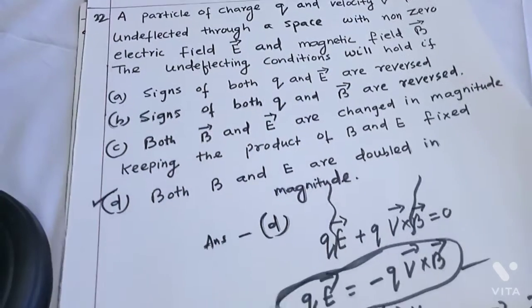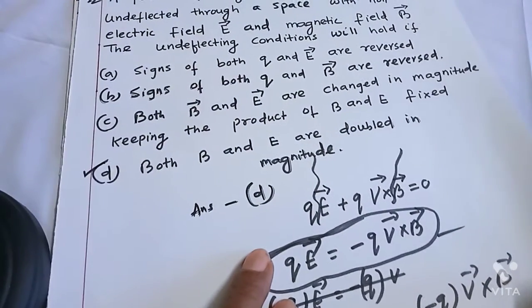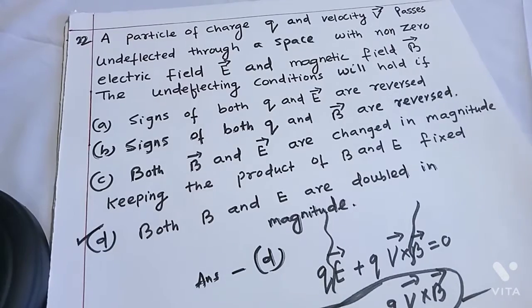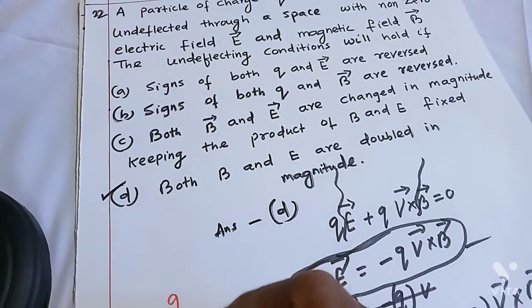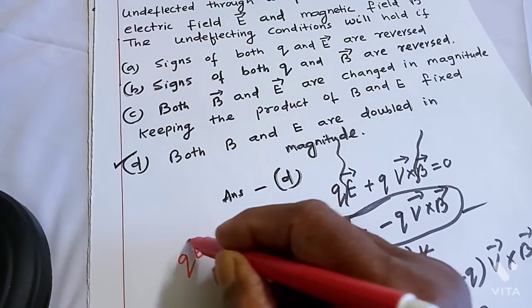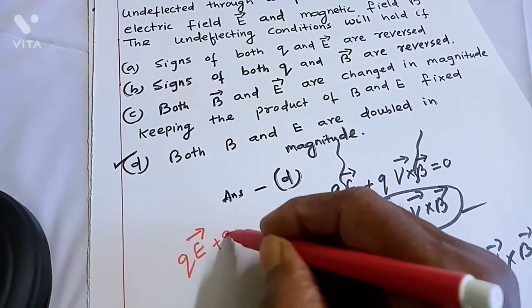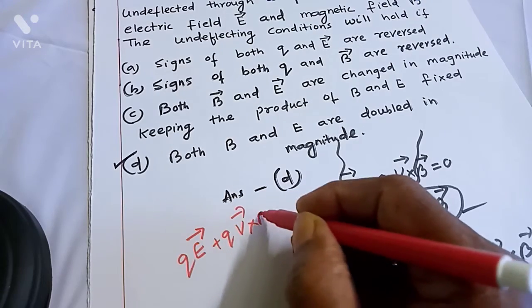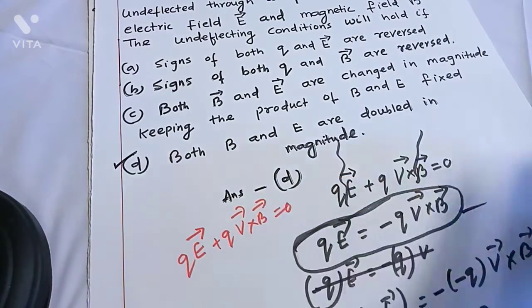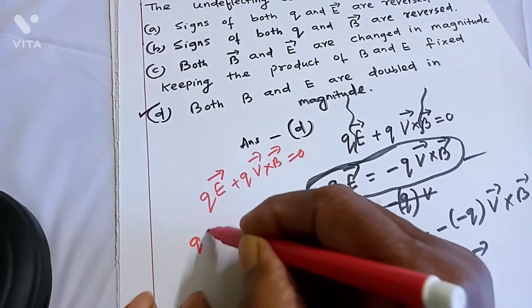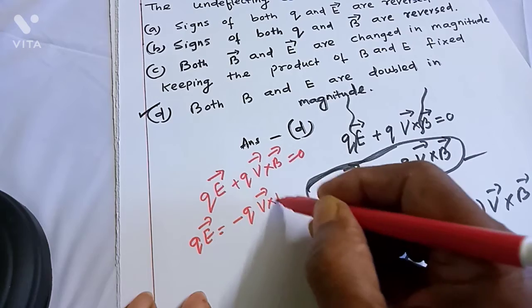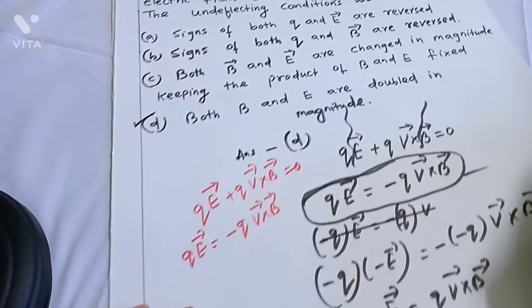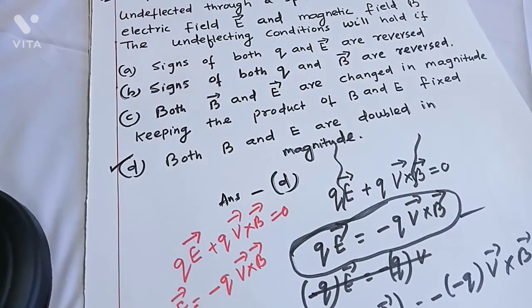How to analyze? A charge moving through a combined electric field and magnetic field passes undeviated means the total force acting on the charge must be zero. That is, force due to electric field plus force due to magnetic field, that is Q into V cross B, is zero. That is QE equal to minus Q V cross B. Let us analyze. We know that if this is satisfied, then the charge passes undeflected.